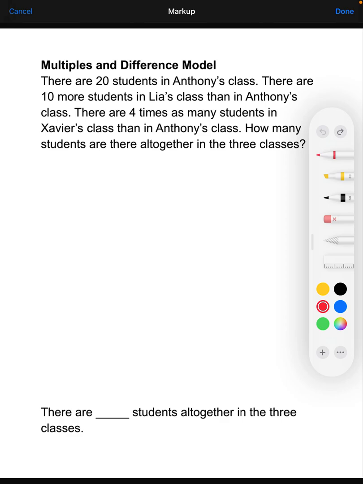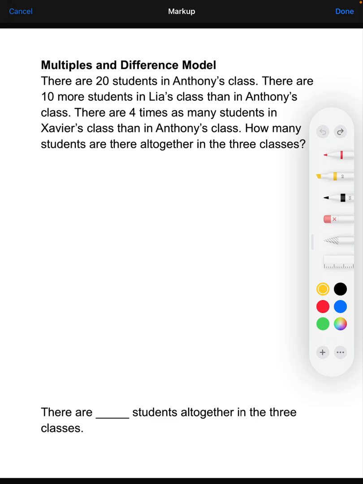Today, we will be exploring multiples and difference in the bar model. The problem reads as follows. There are 20 students in Anthony's class. There are 10 more students in Leah's class than in Anthony's class. There are 4 times as many students in Xavier's class than in Anthony's class. How many students are there altogether in the 3 classes?